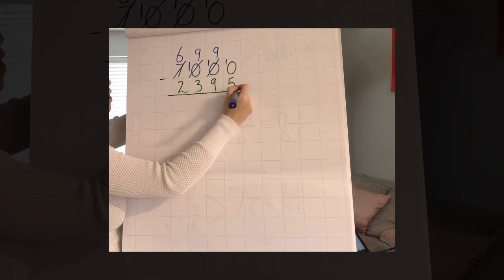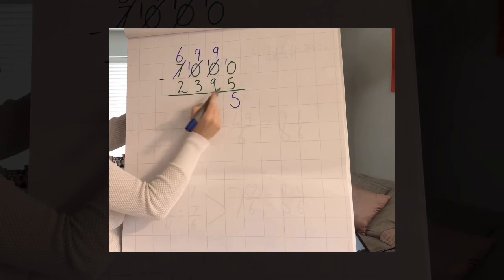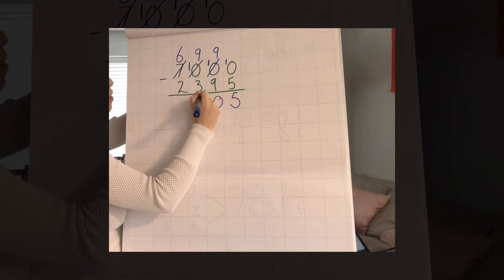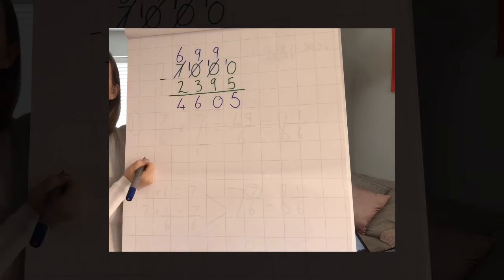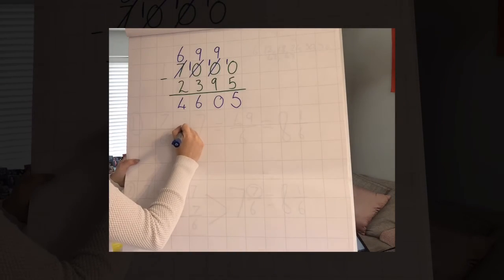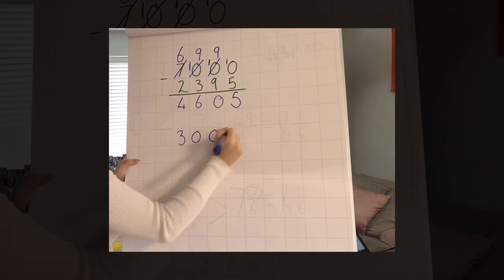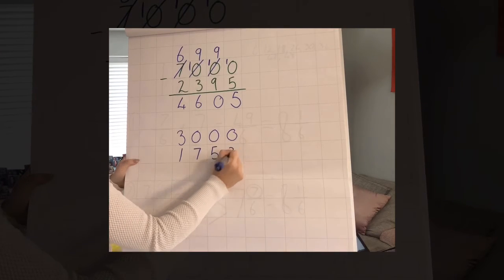10 take away 5 is 5. I've got 9 take away 9, which is 0. 9 take away 3, which is 6, and 6 take away 2, which is 4. Let's have one more go at that one. So let's do 3,000 take away 1,753.